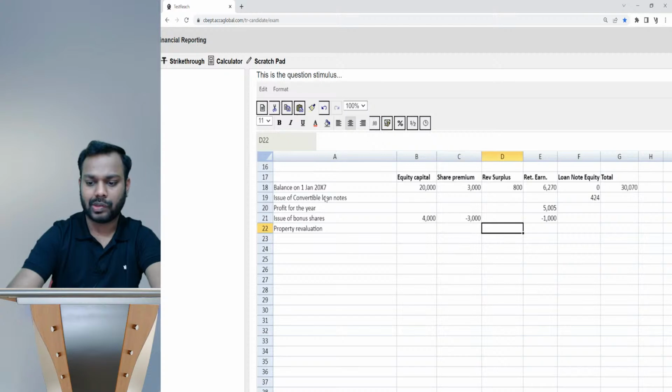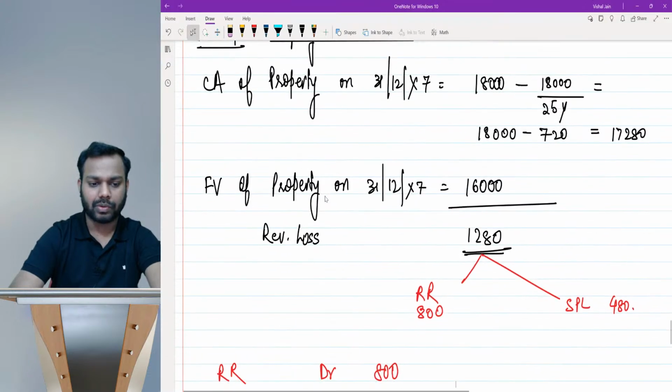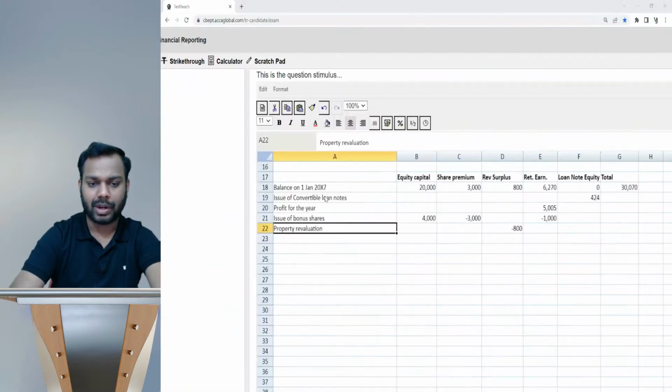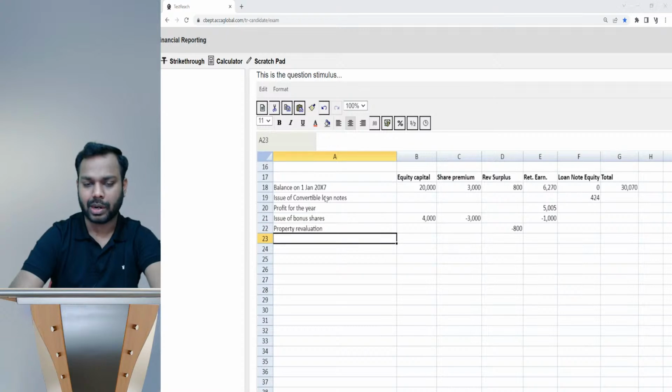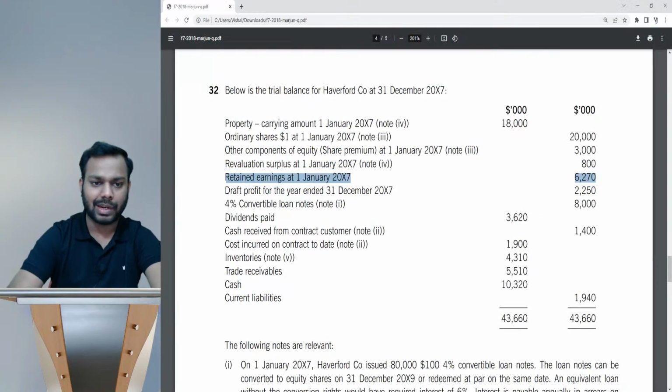So we will adjust this 800 from here, and the rates are already adjusted from the profit, right? Now this is also done. Note 5 inventory, no adjustment required here. Now coming on to the trial balance, let's see if anything is to be done.